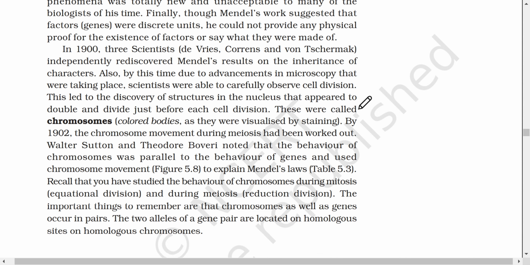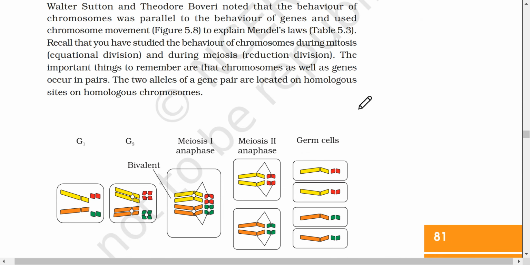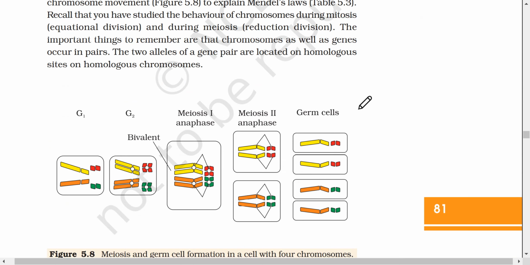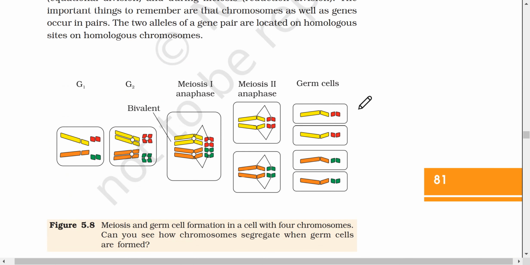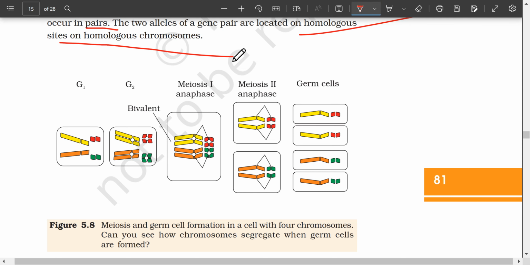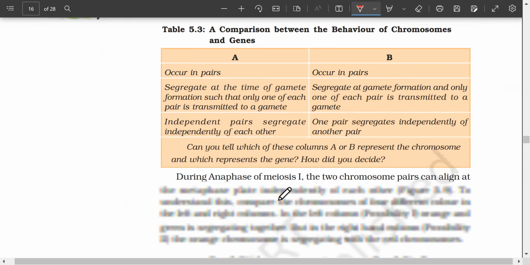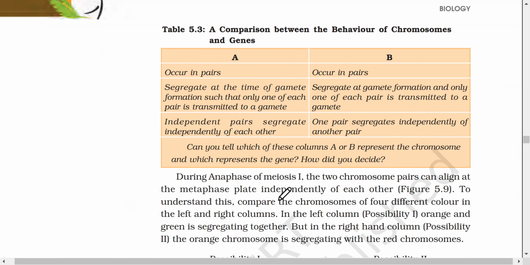Fine. Recall that you've studied the behavior of chromosomes during mitosis and during meiosis. The important thing to remember is that chromosomes as well as genes occur in pairs, right? They saw that chromosomes also come in pairs, homologous chromosomes. Though alleles of a gene pair are located on homologous sites of homologous chromosomes, because they go both in parallel. And what is the comparison? Beautiful table over here. The first one is given about the chromosomes, the second one about the genes. Occurs in pairs; segregate at the time of gamete formation, such that only one of each pair is transmitted. Independent pairs segregate independently of each other.